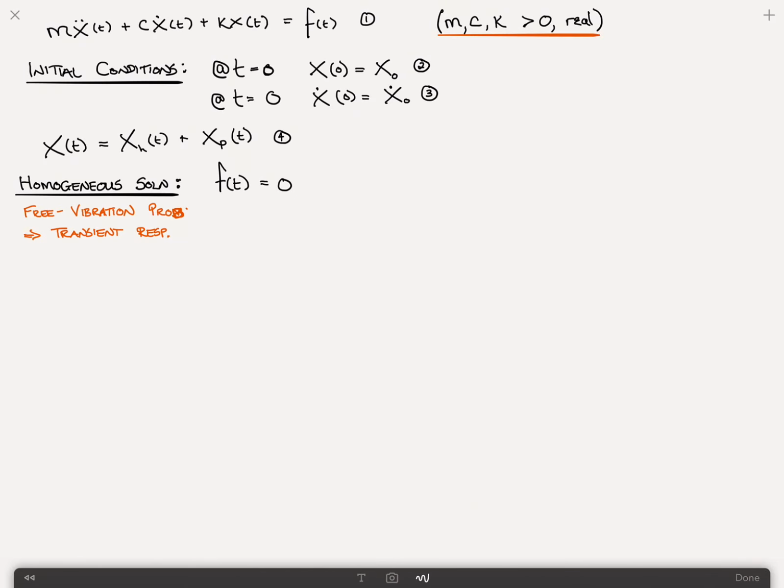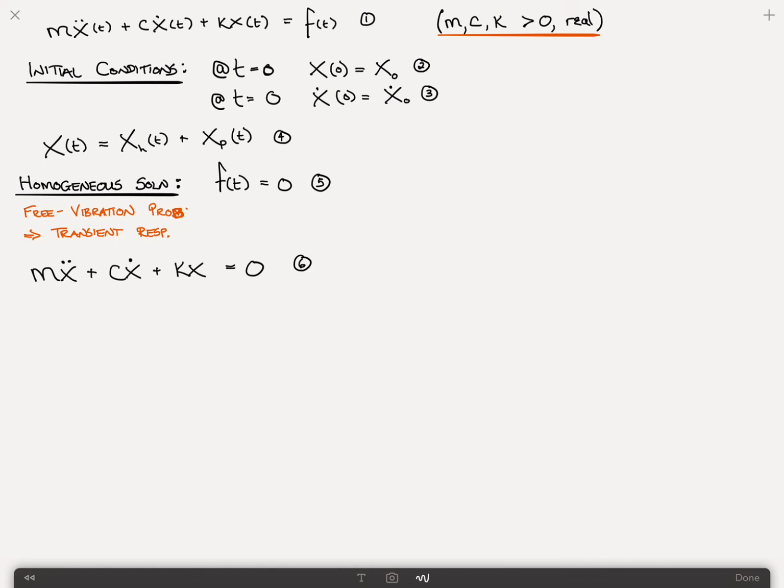So I mentioned we set f of t equal to 0. We call that equation 5. Therefore, we can rewrite equation 1 as mx double dot plus cx dot plus kx equals 0, and this is equation 6. I'm leaving out the dependence on time here. It should be implied that x is a function of time, but just for shorthand, to keep it compact, I'm just going to write it as x. And the idea is we want to solve equation 6.